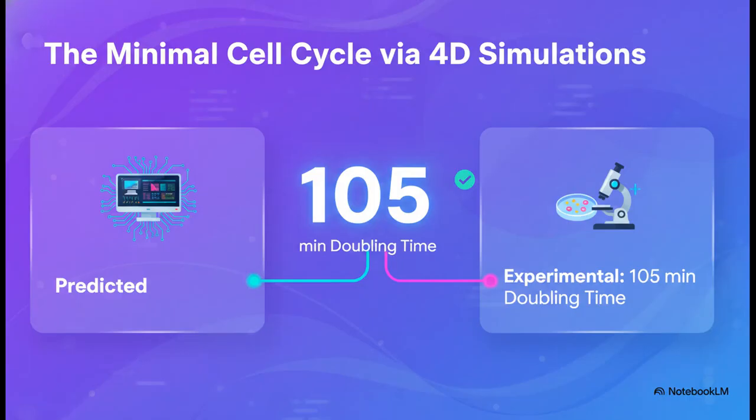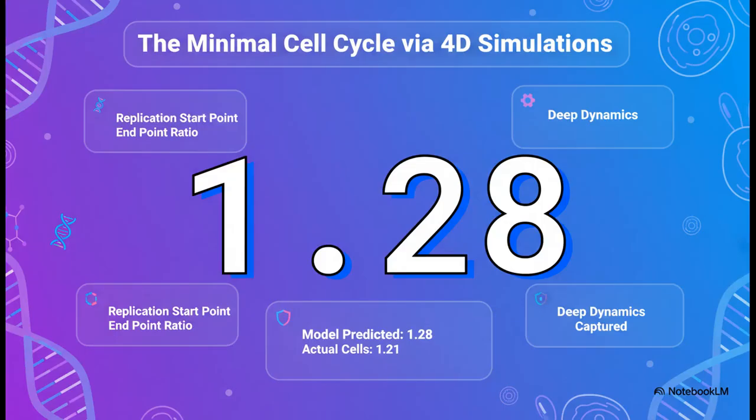Well, the first and most important test of any simulation is, does it match reality? And this one was absolutely spot on. The model predicted the cell would divide every 105 minutes, which is exactly what happens in the real world. That's a huge checkmark. But the model also passed a much more subtle test. It predicted the ratio of DNA at the start and end points of replication. Now, this is a pretty complex measurement that tells you a lot about the intricate dance of molecules inside the cell. The simulation's prediction of 1.28 was incredibly close to the real-world value of 1.21. That proves it's not just getting the big picture right, but the fine details too.